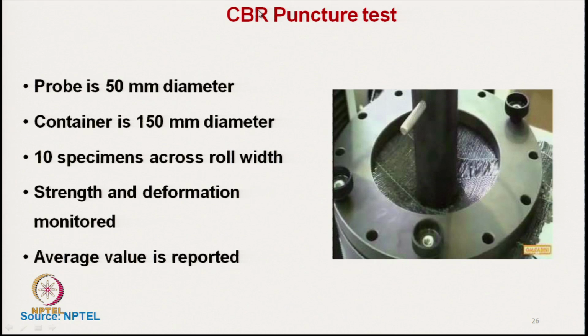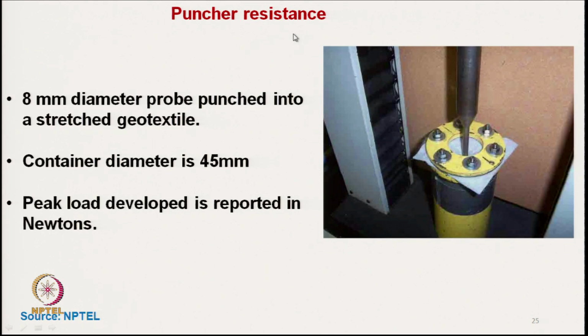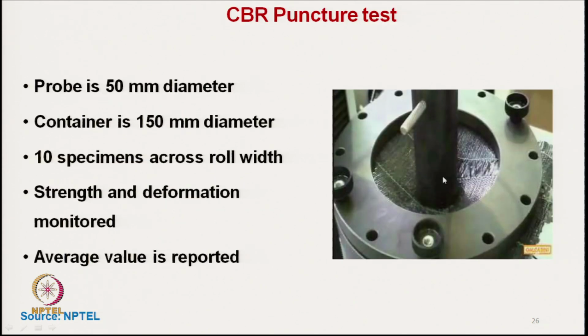This CBR test, California bearing ratio test, is basically for soil particles, and it measures the compressibility of soil, but using this technique we can measure the puncture strength also. It is similar to the earlier puncture resistance test, where the probe diameter was 8 millimeter, but in the CBR test the standard probe diameter is 50 millimeter. In the earlier case the container diameter was 45 millimeter, here the container diameter is 150 millimeter.